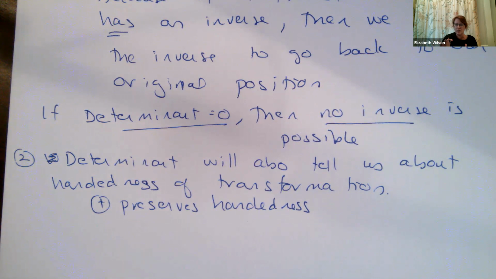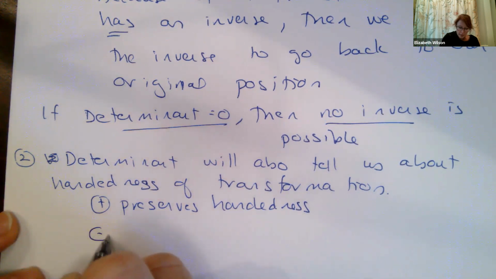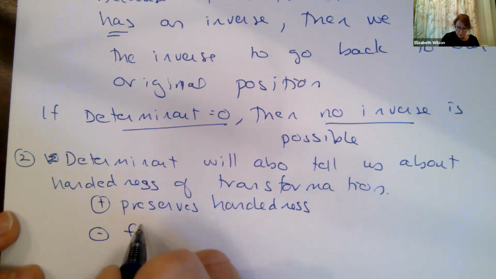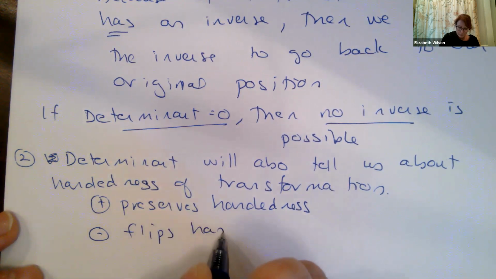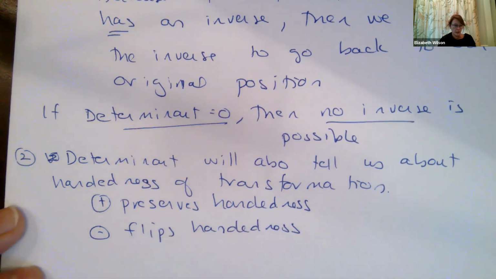It's not just that I can reflect it and put it into its spot, but I have to think about how I'm going to rebuild that, how I'm going to shade it and how I'm going to make it look, because I need to take into account that the handedness has shifted. Okay, so if it's positive, it preserves the handedness. If it's negative, it flips the handedness. It changes the orientation of the object.